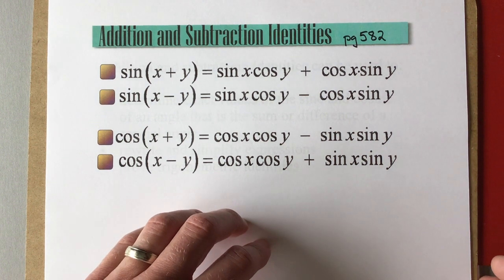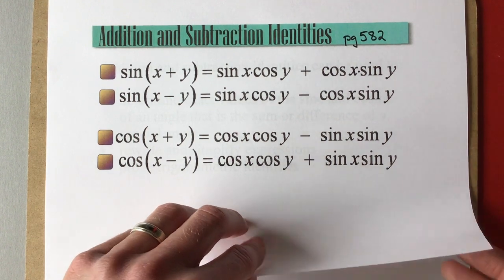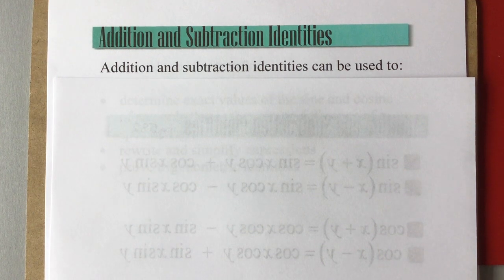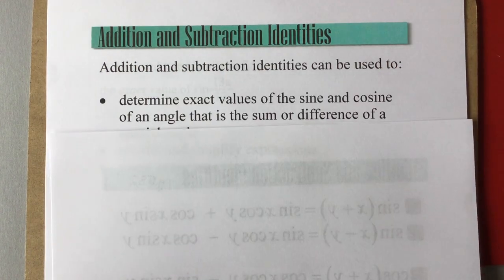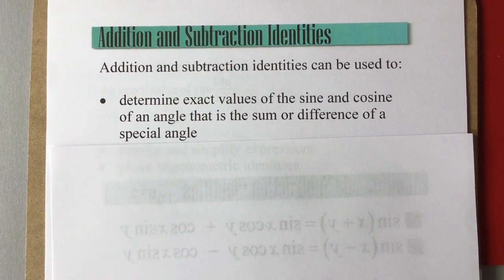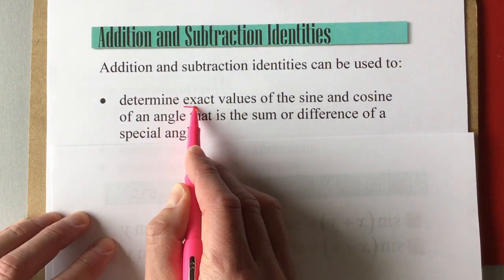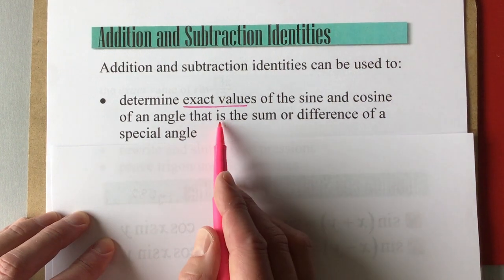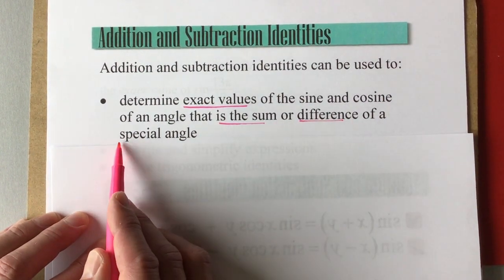Now, when it comes to working with these identities, what will we have to do with them? Well, there are three things that we're going to use these addition and subtraction identities to do in our trigonometric work. The first of which is to determine the exact value of the sine or cosine of an angle that is the sum or difference of a special angle. These identities can be used to help us determine the exact values for the sines, cosines of a particular angle if that angle is the sum or difference of a special angle.